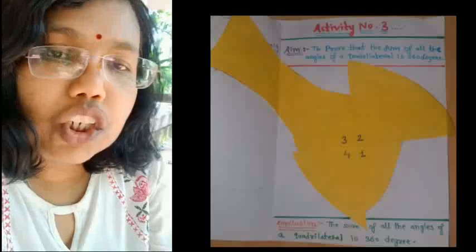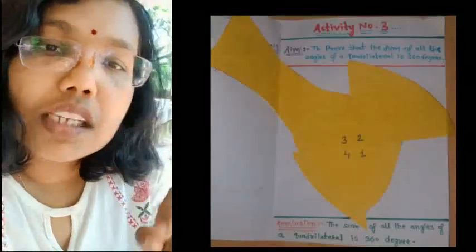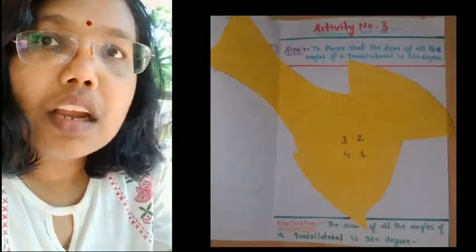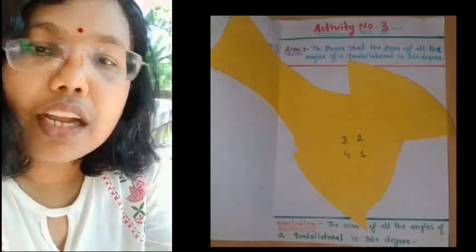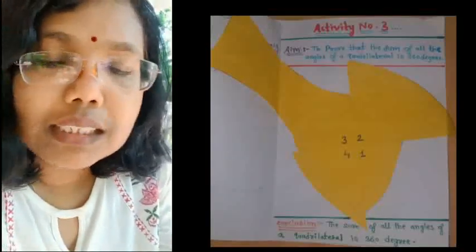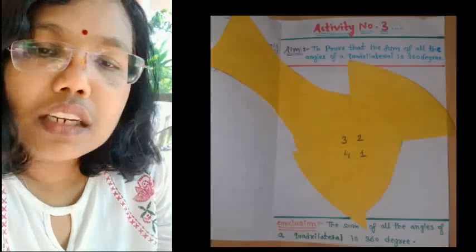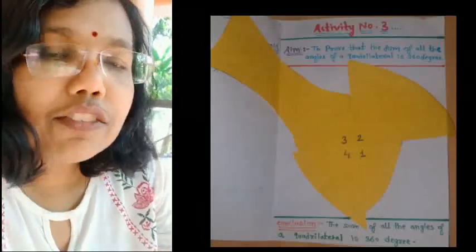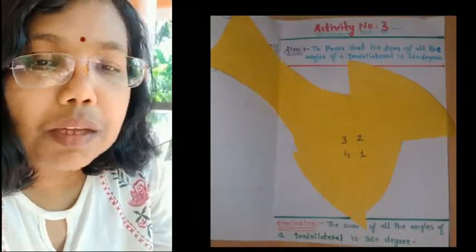Now what kind of question might come? You will be asked how many degrees you would get if you added all the angles. So it's simple enough, you just have to write 360 degrees there. Such or similar kinds of questions will be coming.